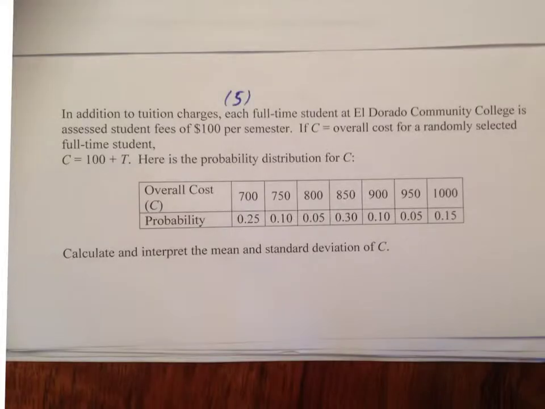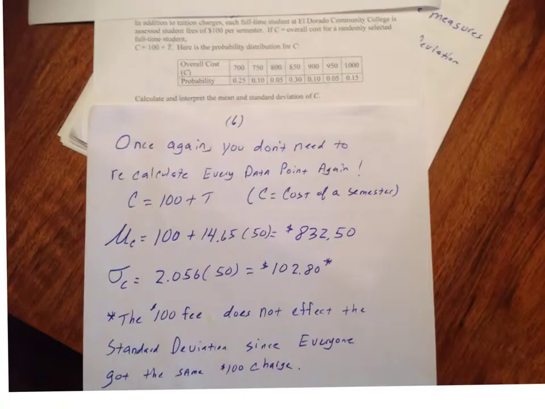Now let's add college fees. There's always a fee. So let's add $100 for each student for the fee. And can you calculate and interpret the mean and standard deviation this way? Again, you don't have to recalculate all the data points. For the mean, all you have to do is add 100 to the quantity of 14.65 times 50, and you get $832.50. For the standard deviation, you don't even have to worry about the 100. Since everyone got $100, it would not affect the deviation from the new mean.